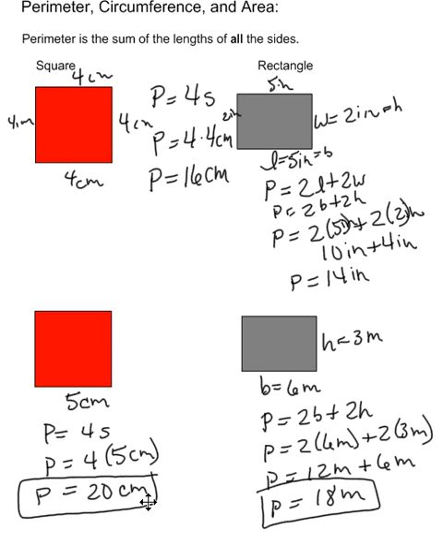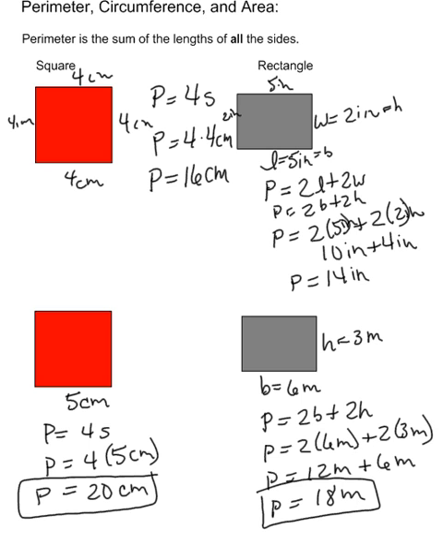Okay, so notice that the square is going to be 4 times 5, which is 20 centimeters, and the rectangle is going to be 2 times 6, which is 12, and 2 times 3, which is 6, and 12 plus 6 is 18 meters. And notice that the measurements are all just plain measurements. They're not squared or cubed. When you talk about area, that is when you square them. When you talk about volume, that's when you cube.